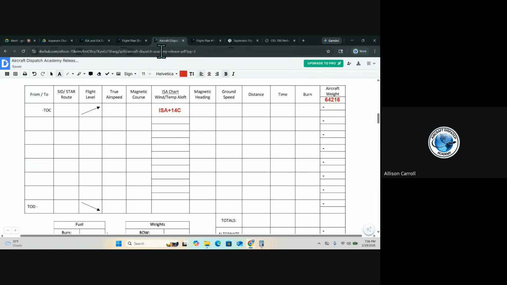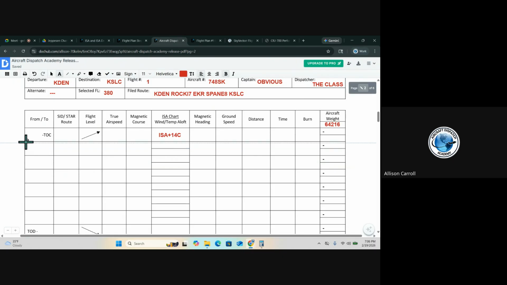So when we look at our IFR flight plan here, we can start filling this out. From Denver, we're going to go Denver to top of climb. And then our next box is our SID or our STAR or our jet route. Well, we are leaving Denver, so we're on a SID. And we are on the Rocky 7 departure. So right here, we're just going to put Rocky 7 right there. And we are climbing, right?